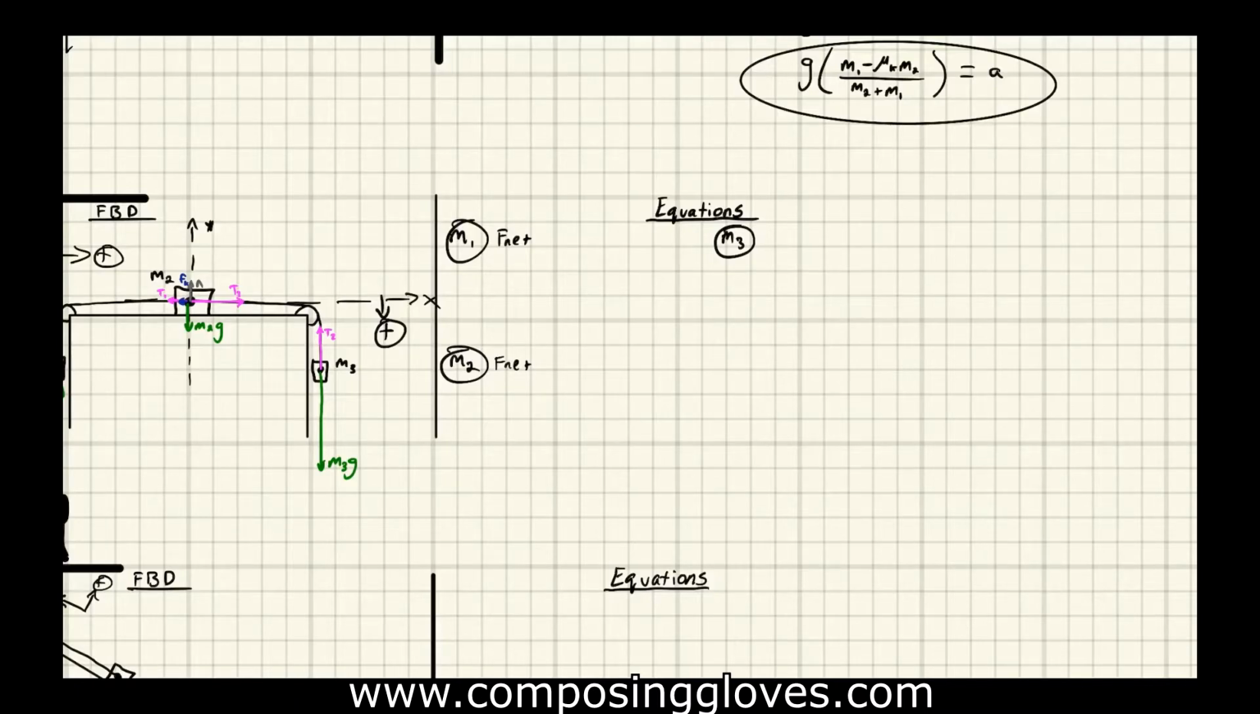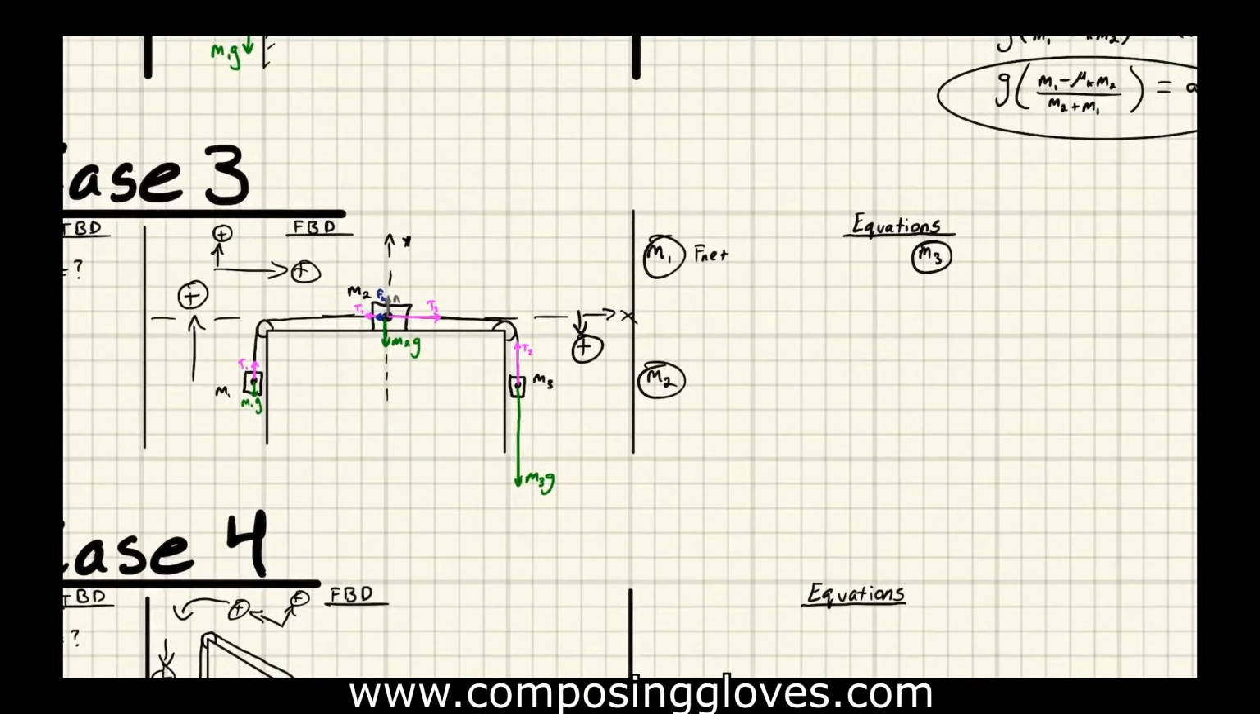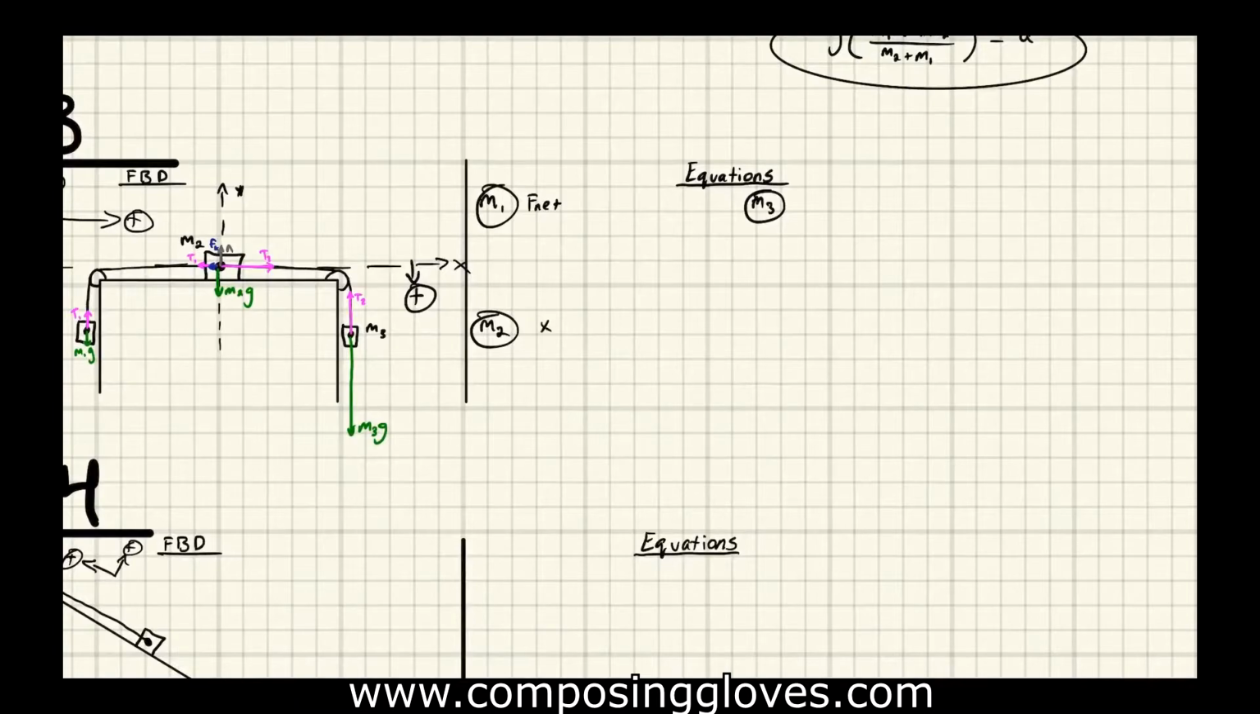And M2, before we do that, M2 is two-dimensional, right? We have an X and a Y, while the other two are one-dimensional. So this is going to be X. This is going to be Y. We have F net X, F net Y, and then M3 is F net as well.